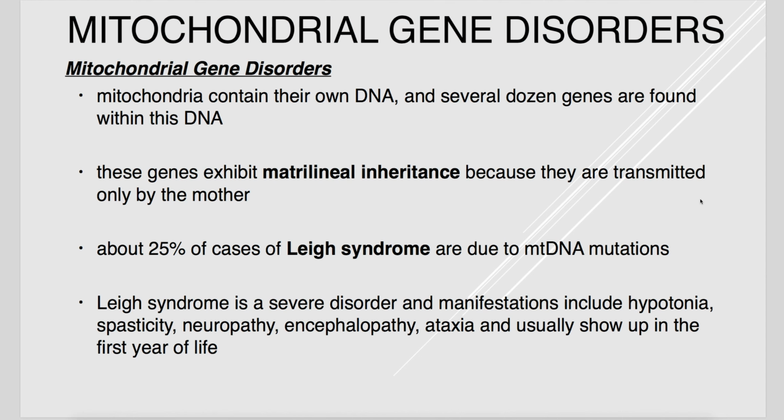Okay, I talked briefly about mitochondrial gene disorders. Mitochondria are the powerhouse of the cell, makes our energy. They actually have their own DNA, and there's a good number of genes on the mitochondrial DNA. These genes are inherited only from the mother, and this is called matrilineal inheritance. Leigh syndrome, a really severe disorder that shows up in the first year of life with all sorts of neurological deficits, about 25% of those are attributed to mutations in mitochondrial DNA.